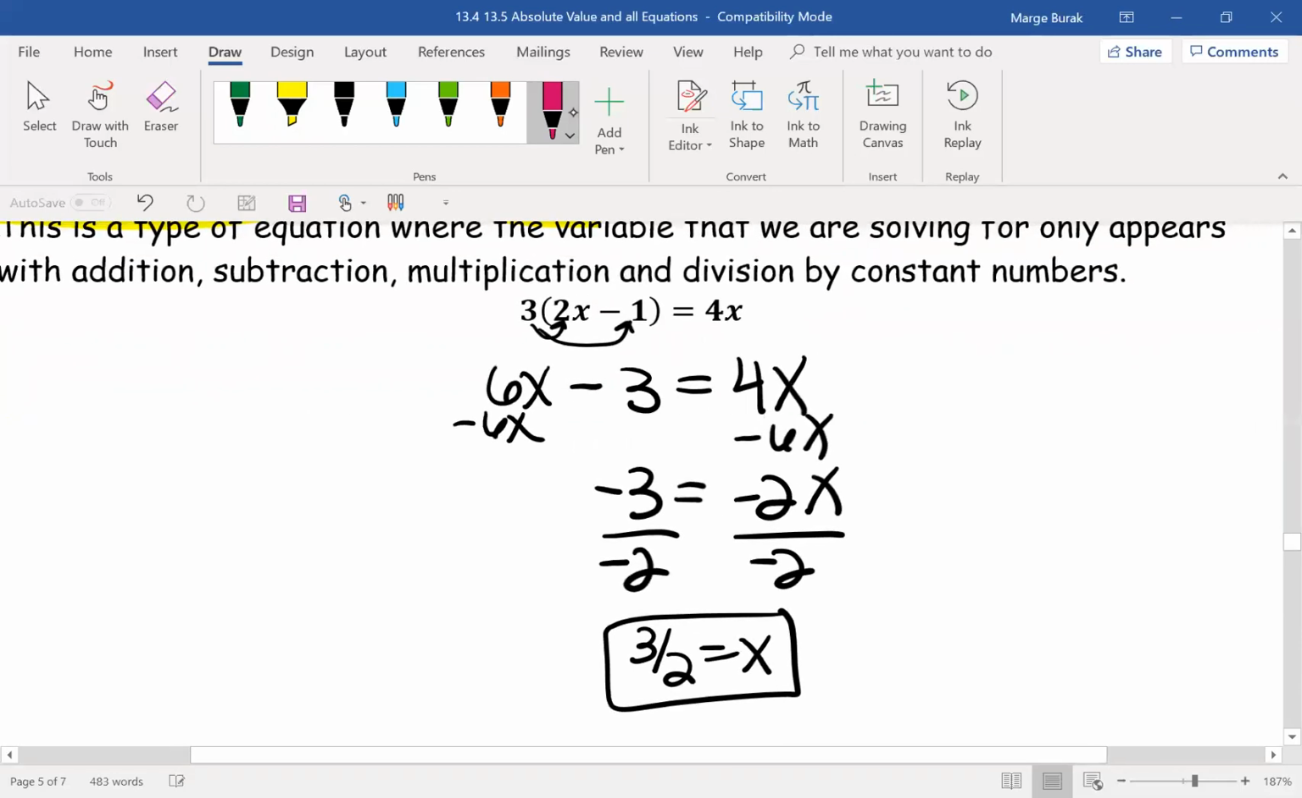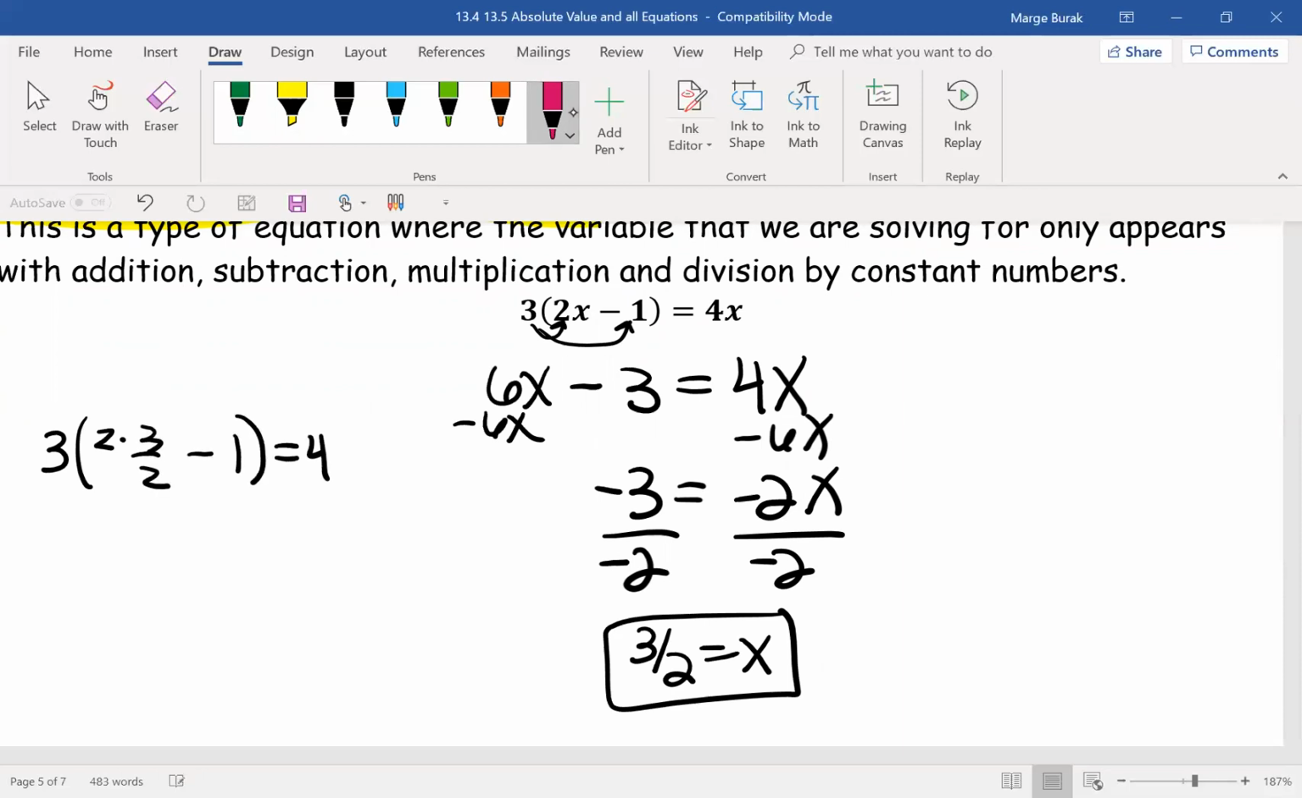You can plug this back in to check. I'm not going to do this on every single one of them, but I will do it on this one. So instead of x, I'll put 3/2 minus 1 should be 4 times 3/2. This is my check. All right, so these cancel. So I get 3 times 3 minus 1 is 2. And 4 times 3 is 12 over 2, and they do check.